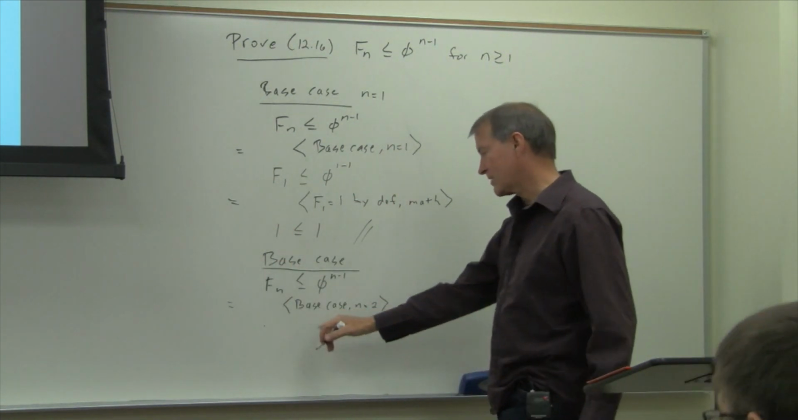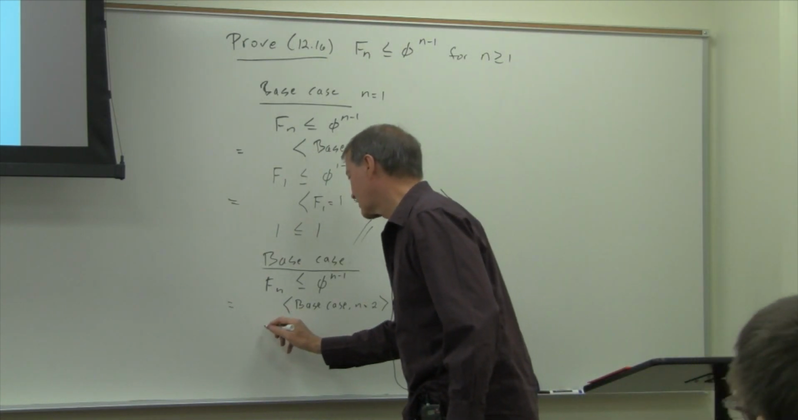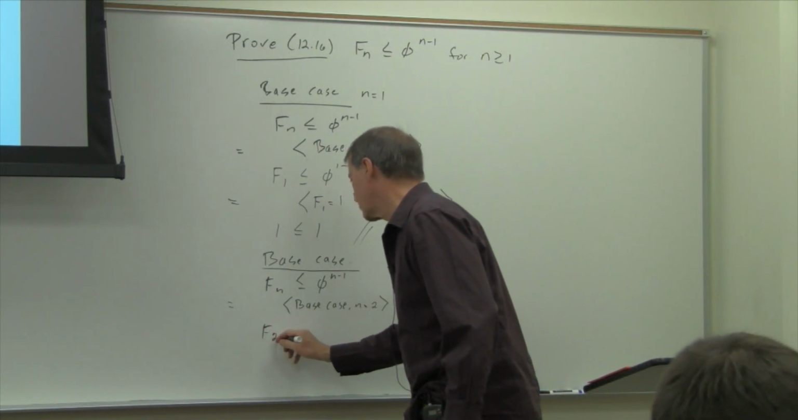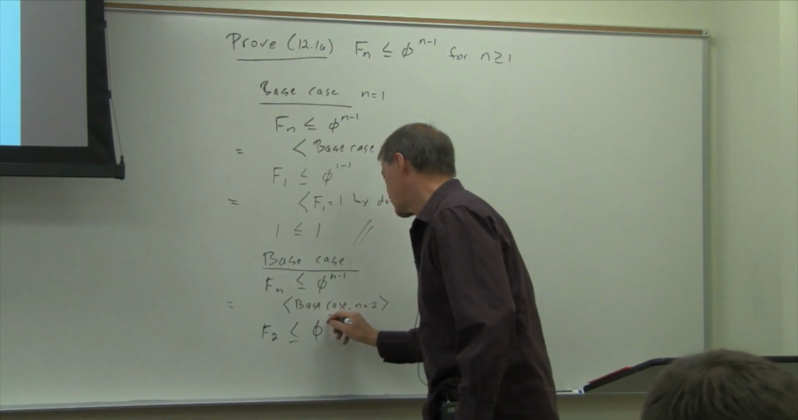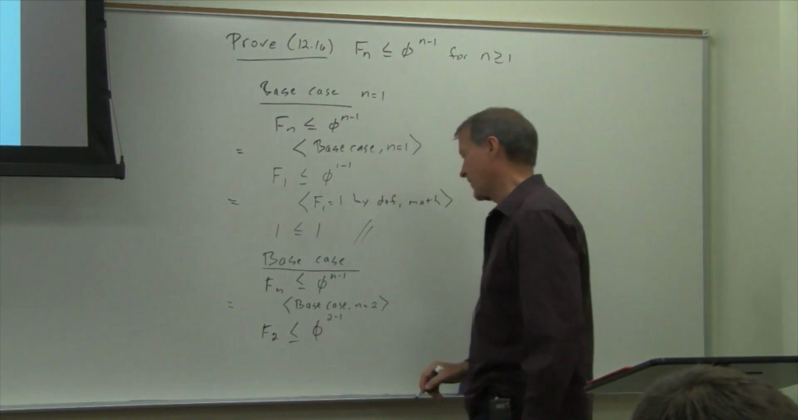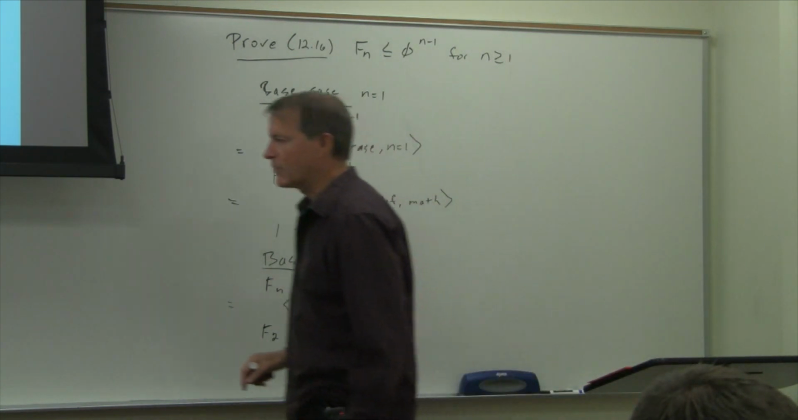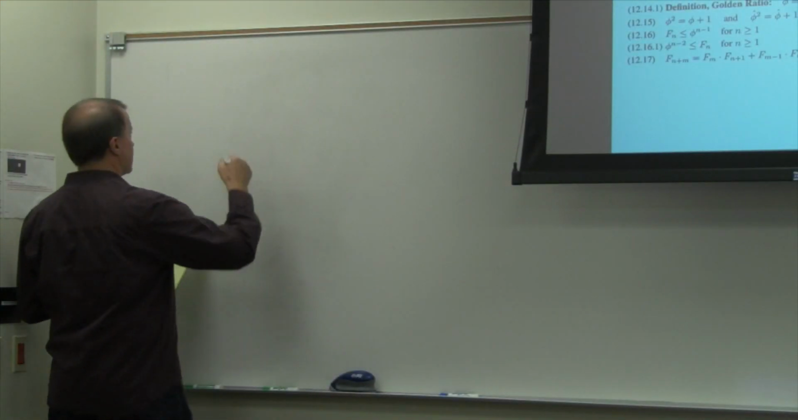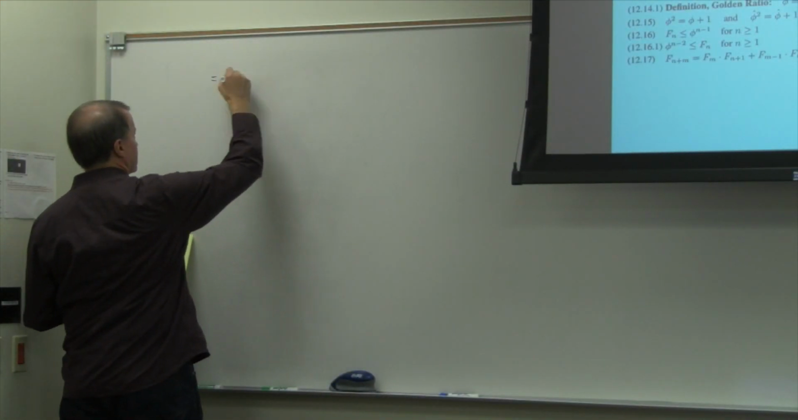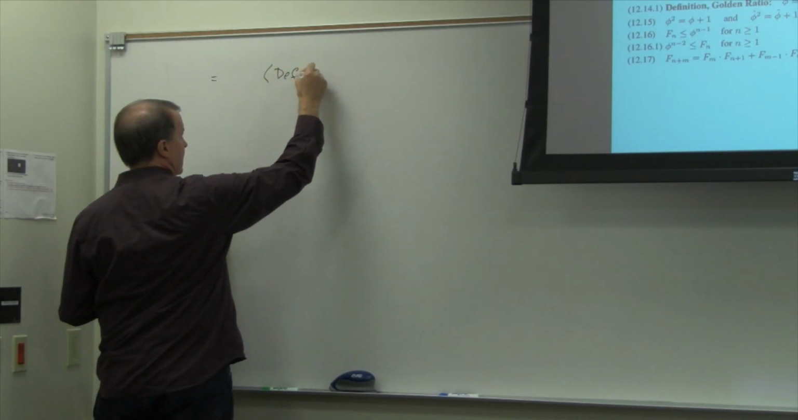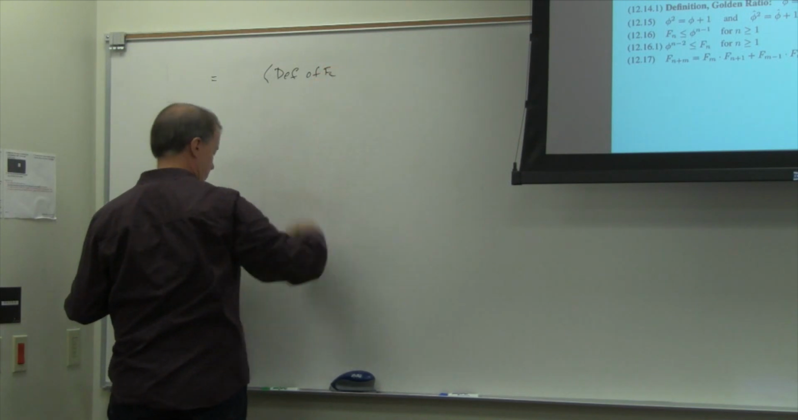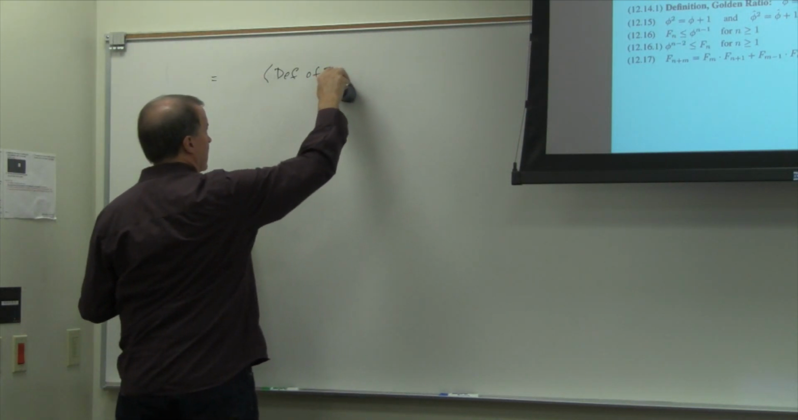Okay? So now what with this? F sub 2 is less than or equal to phi to the 2 minus 1. All right? So now what do we do? This equals by definition of F sub 2 and math.